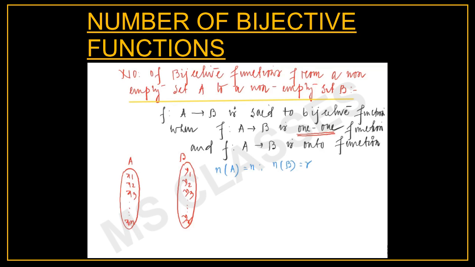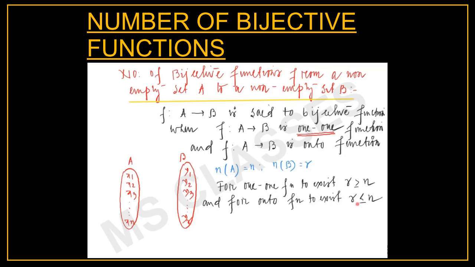So write it down. For one-one function to exist, r greater than or equal to n. And for onto function to exist, r less than or equal to n, which we have done just now.